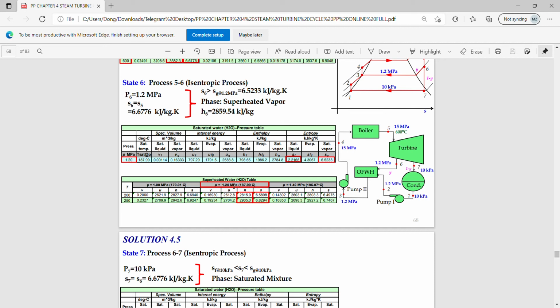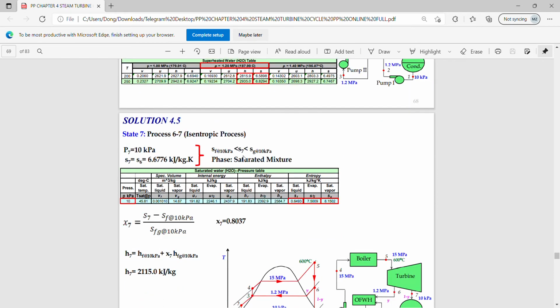So we need to use the superheated water table. After that, to determine H6, we need to use interpolation. Then we get 2859.54 kilojoule per kilogram.